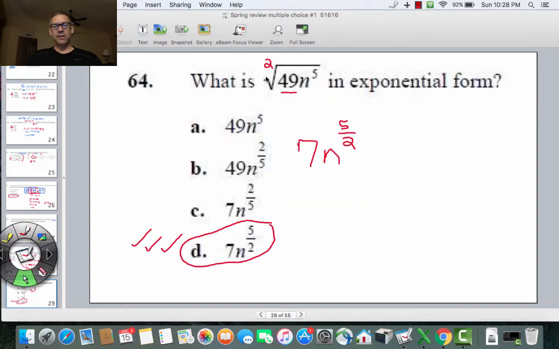If you want to write something that's in radical form in fractional form, then I would suggest taking the square root of this number. It'll probably be a perfect square, so the square root of 49 is 7. And then the way the radicals work is they turn into fractions, so the number that's on the outside here goes on the bottom, so this is 5 over 2. So n raised to the 5 over 2.